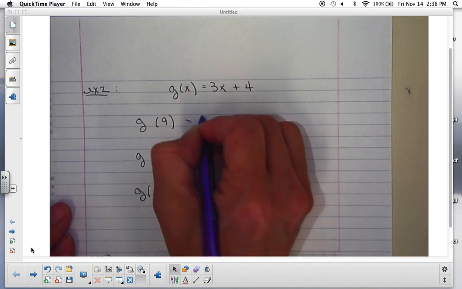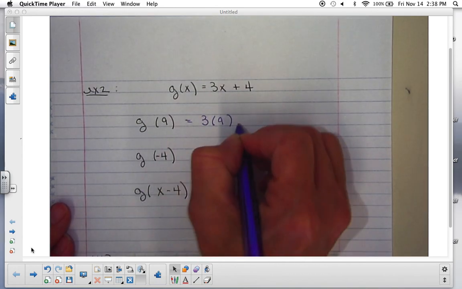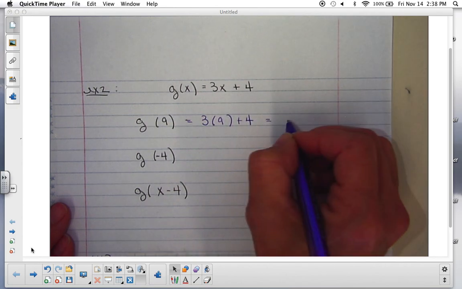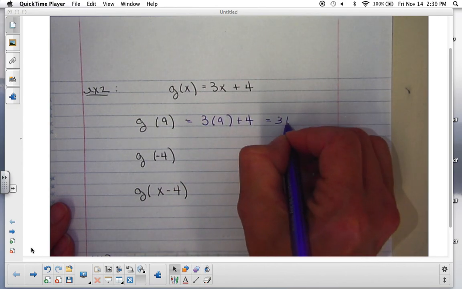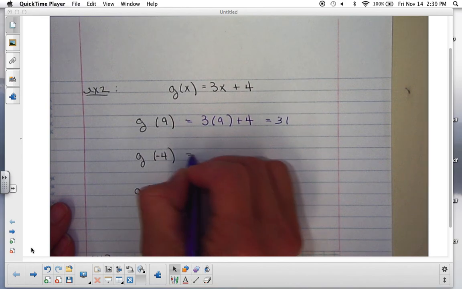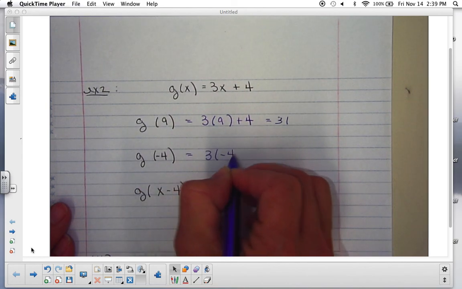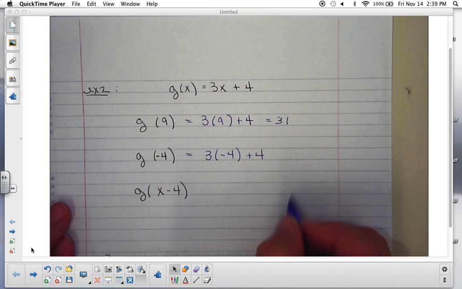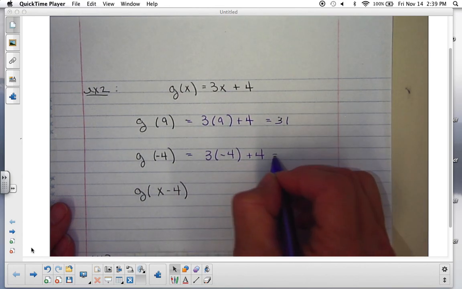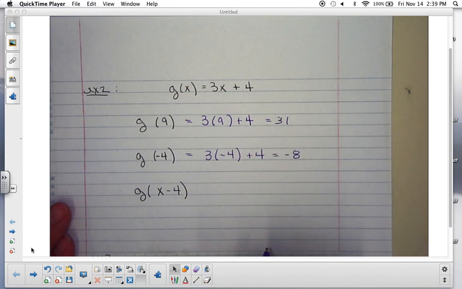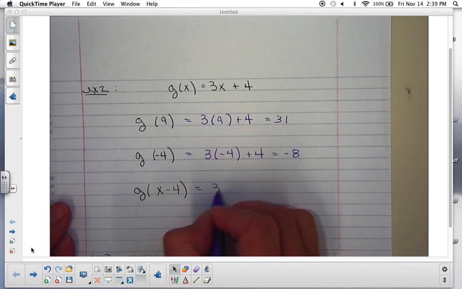Okay, I'm just going to fill in the answers. 3 times 9 plus 4. 27 plus 4, is that 31? Here it's 3 times negative 4 plus 4, which will be negative 12 plus 4. I think that's negative 8. Hope I'm not making an error this time because I'm going kind of quick.